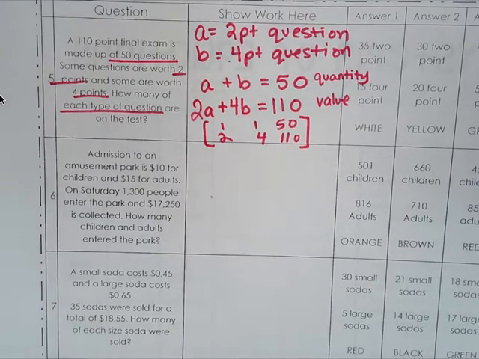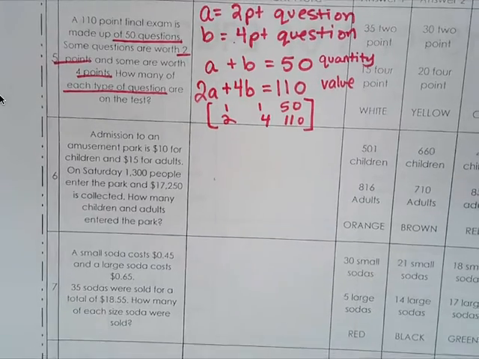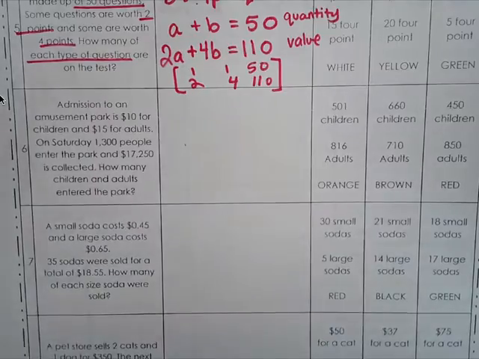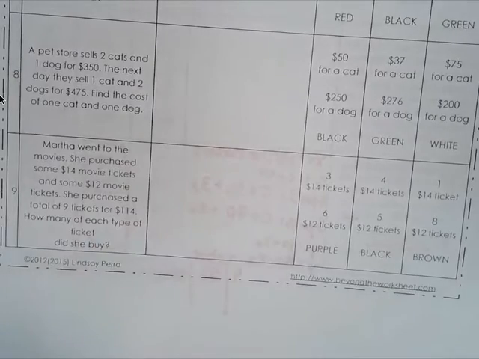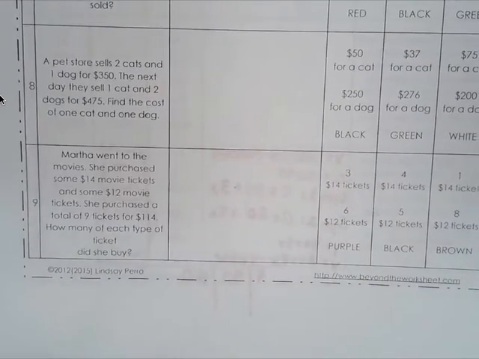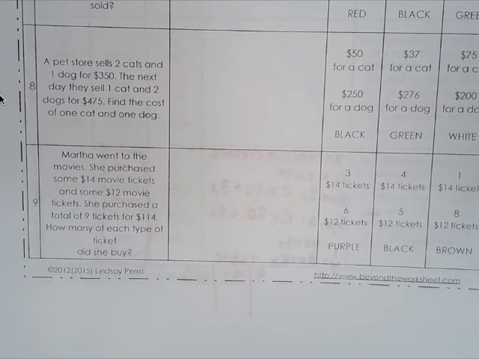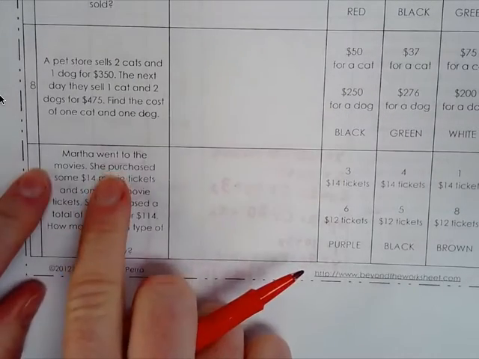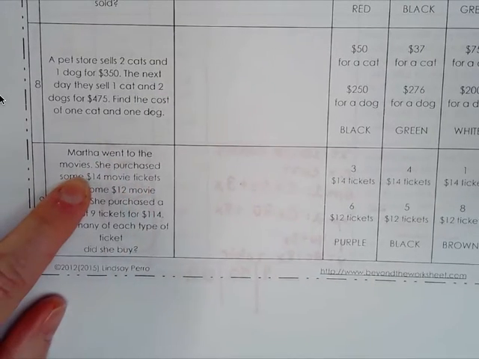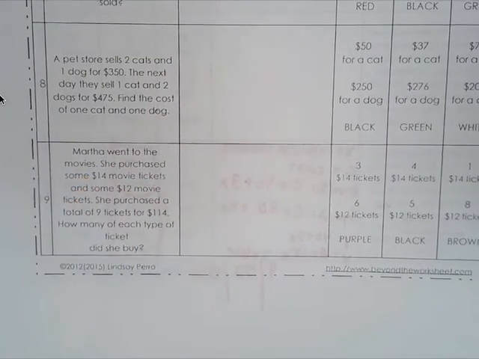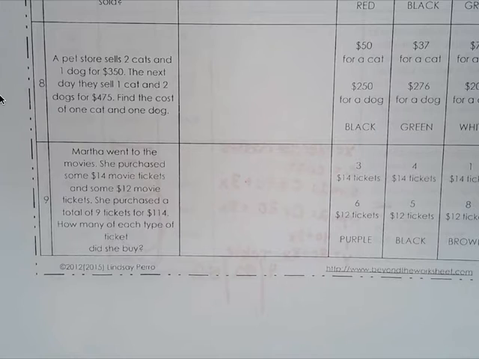Okay, let's pick one more. Which one would y'all like to see? 9? No, we did 5. 9? Oh, this one's similar to the last one, where you have different values assigned to different questions. You had a 2-point question, a 4-point question. This is $14 movie ticket, $12 movie ticket. It's the same concept.